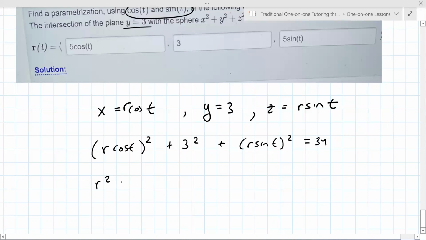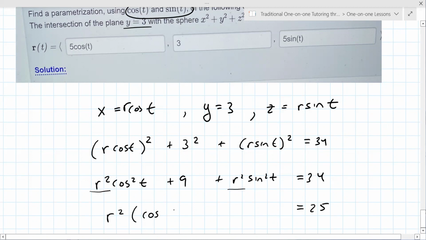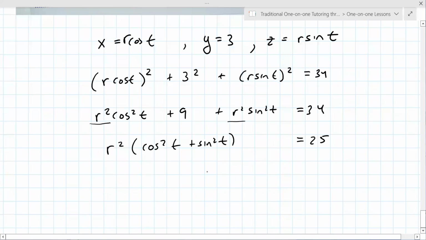You get r squared cosine squared t plus 9 plus r squared sine squared t equals 34. Next part is to subtract 9 from both sides, so you get 25 on the right. Then out of these two, you can factor out this r squared. You're supposed to remember from pre-calc trig that cosine squared plus sine squared is 1. So r squared equals 25, so r equals plus or minus 5 in this problem.